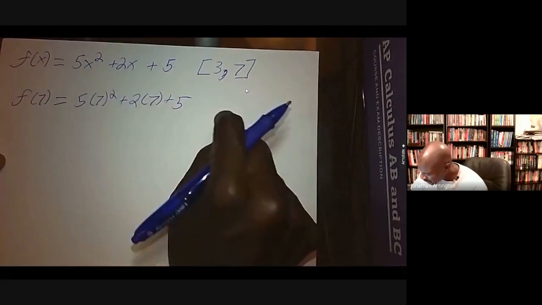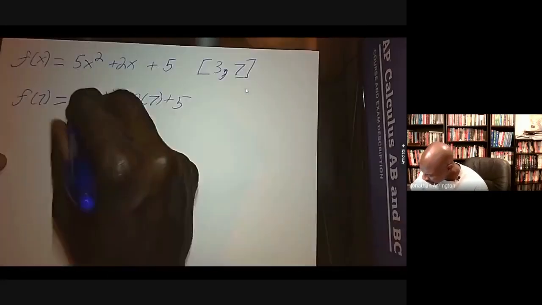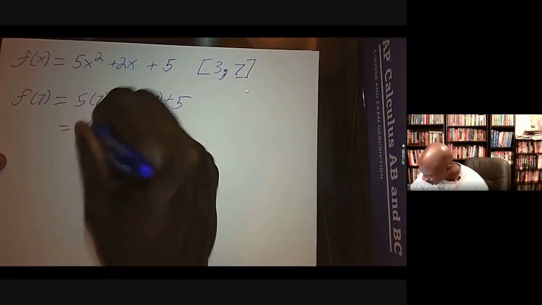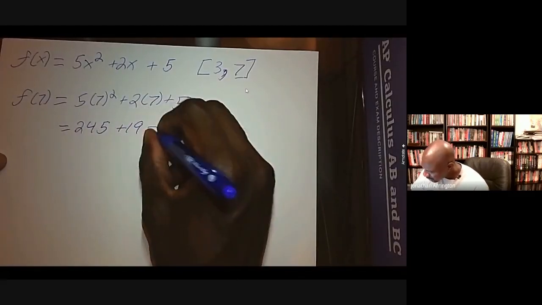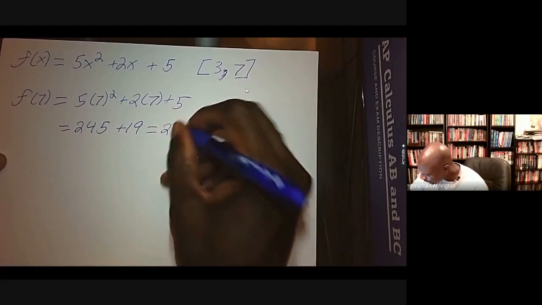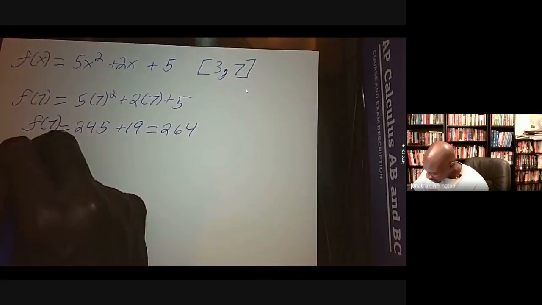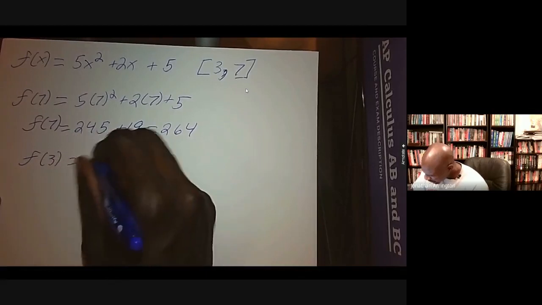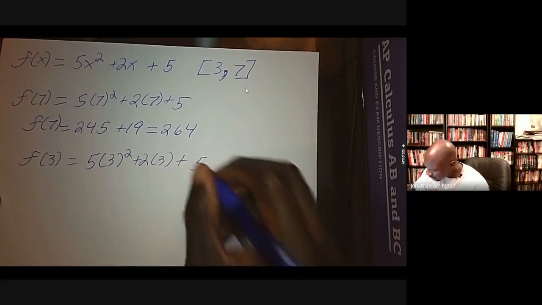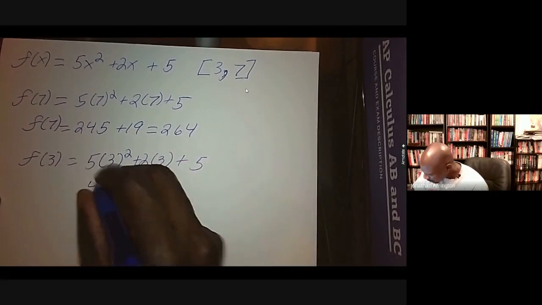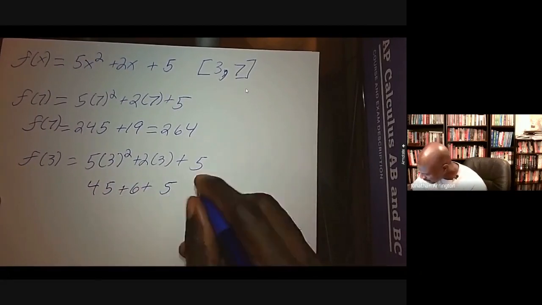So this is 49. 49 times 5, that's 245. And this is 14 and 5, that's 19. And so that's 264. All right, so f of 7 is 264. Now I need to find f of 3. F of 3, that's 5 times 3 squared plus 2 times 3 plus 5. This is 9 times 5, 45 plus 6 plus 5. That's 56, I believe.